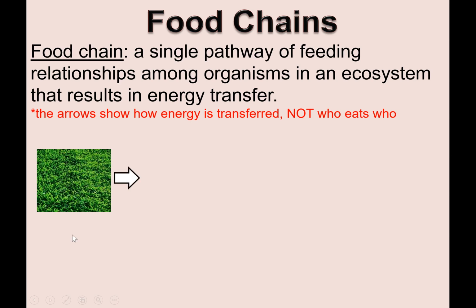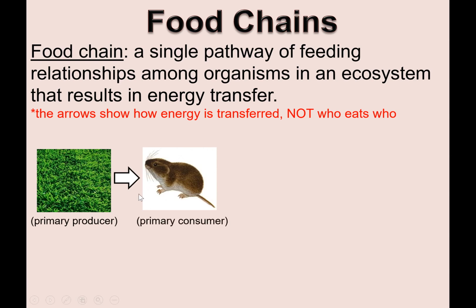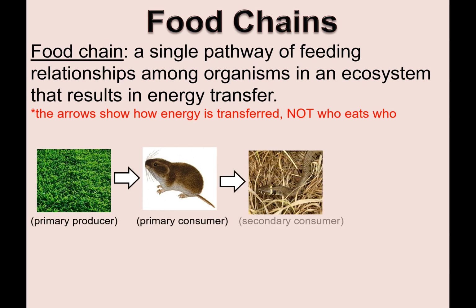So here is our producer. We have some grass here getting its energy from the sun. If a mouse were to come along and eat that grass, so that's our primary consumer, the energy that's contained within this grass will be transferred to the mouse. And then if that mouse was eaten by a snake, our secondary consumer, that energy from the mouse's body would be transferred to the snake.